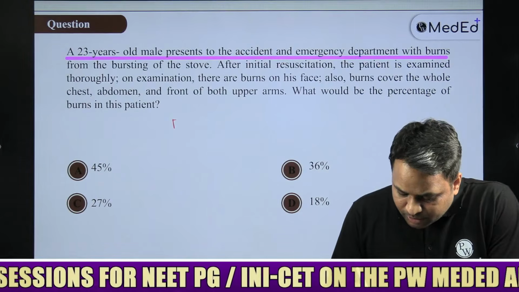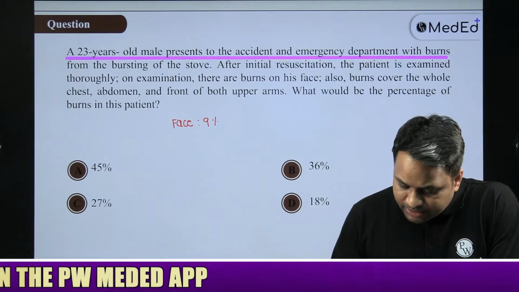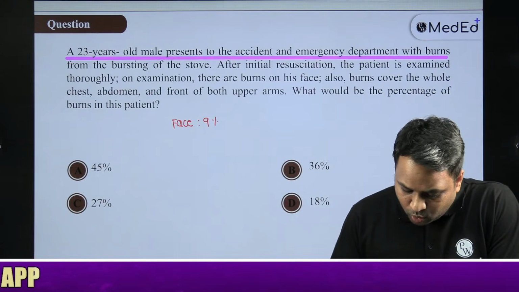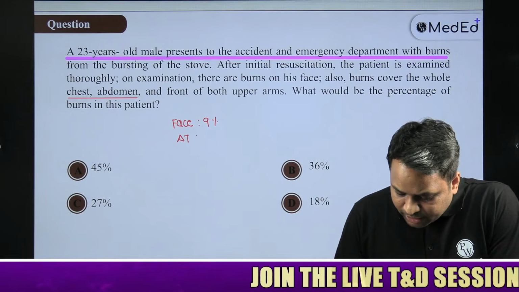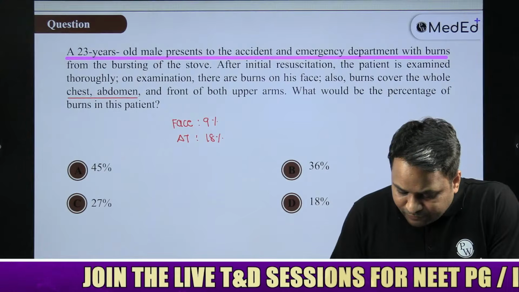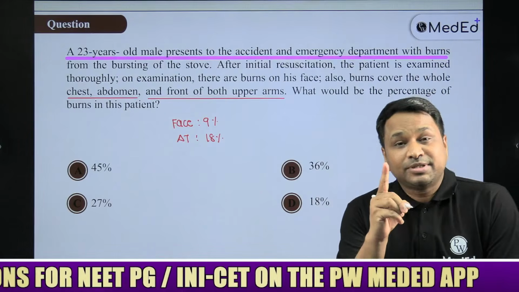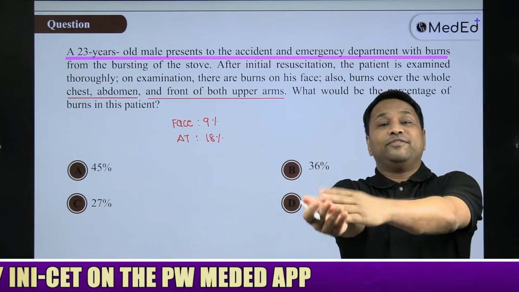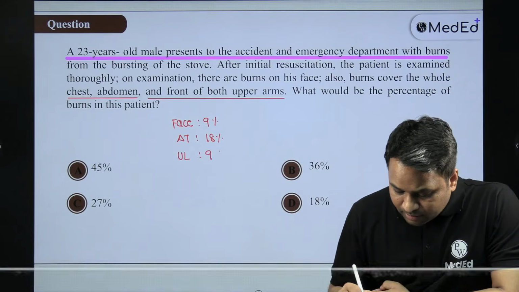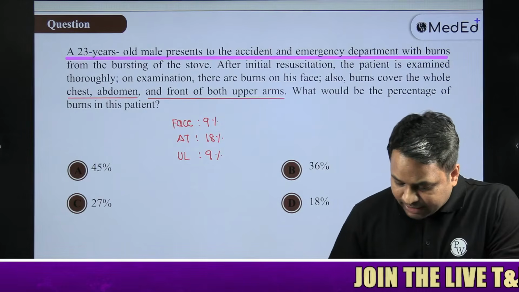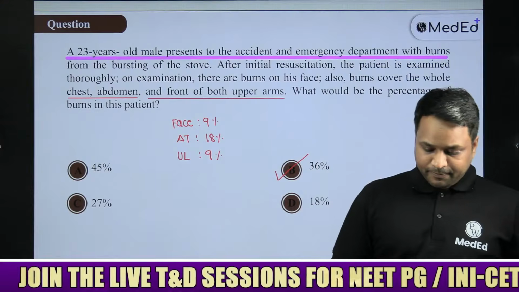Now, there is a burn on his face, which is accounting for, let's say, 9%. Also covering the whole of the chest and abdomen, that is the anterior trunk, say 18%. The front of both the upper arms: the whole arm is 9%, the front only will become 4.5, both is going to be 9. So upper limb together is going to be 9%. What would the total percentage be? The total percentage is going to be 36%.